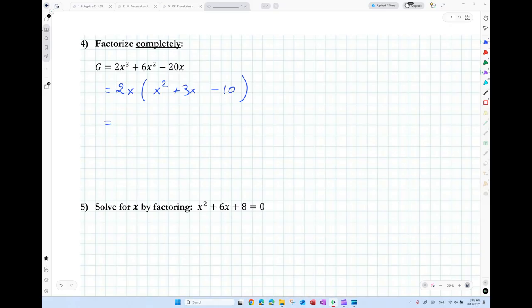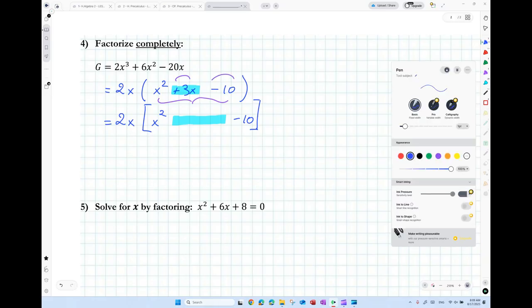Now, I am not done. I'm not quite done here. I end up having a quadratic expression that I need to factor. You've learned that, that's an Algebra 1 skill, and to do so, I'm going to take this middle term and break it down into two middle terms, such that their sum is positive 3 and their product is negative 10.